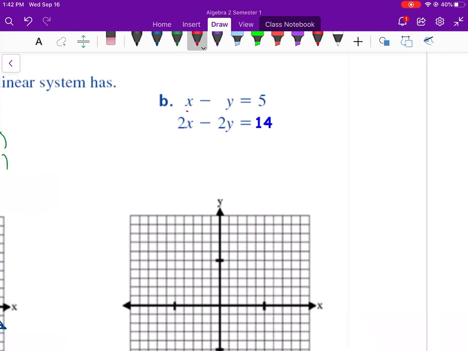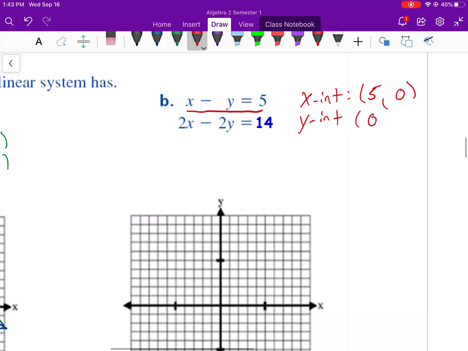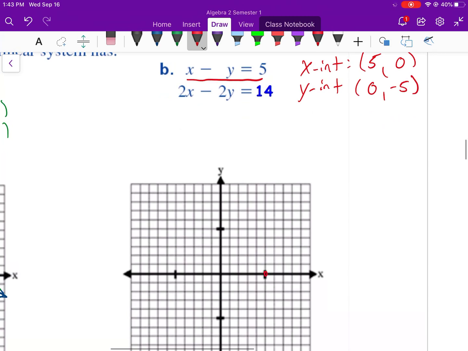So let's do the top one in red here. We got x-intercept, we have a y-intercept. We got y is going to be 0, then we got x is equal to 5. For the y-intercept, negative y equals 5, so y is equal to negative 5. So (5, 0) and (0, -5). There's our line.